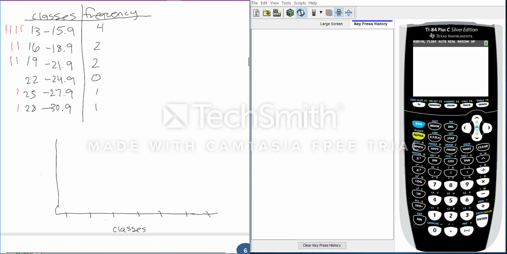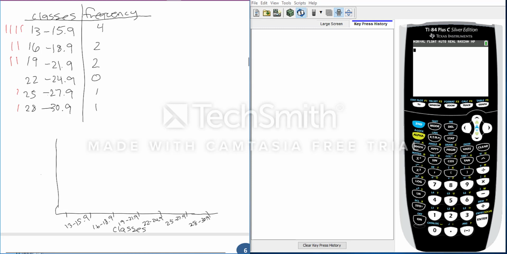So I'm just going to use what we had here in the table, the 13 to 15.9, 16 to 18.9, 19 to 21.9, 22 to 24.9, and 25 to 27.9, and the last one is 28 to 30.9.